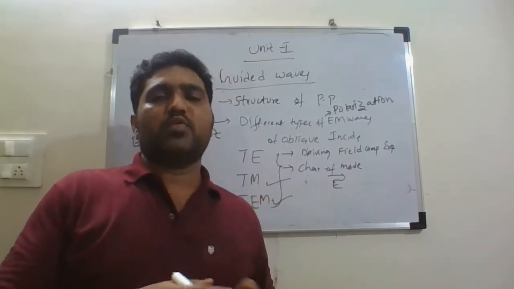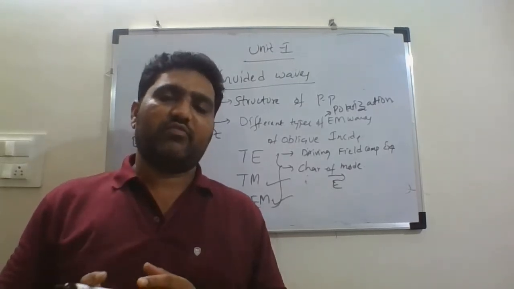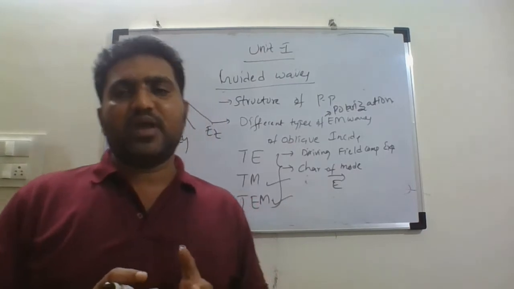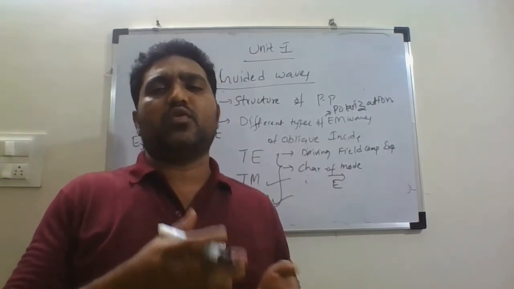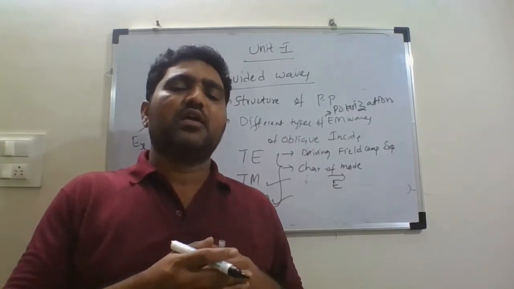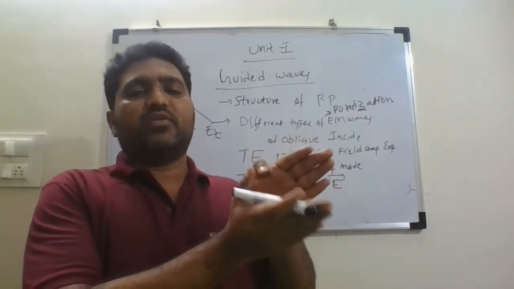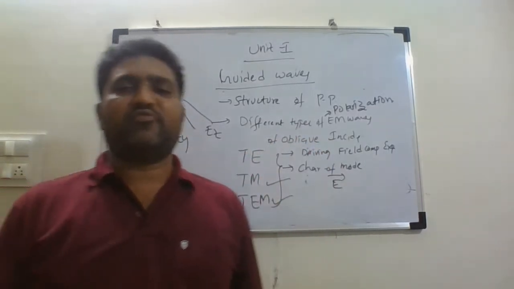Similarly, what about the magnetic field? What are the field components that exist inside the waveguide, and what are their expressions? We will derive those, and we will be deriving one very important concept: the design of the waveguide. What is the minimum spacing that I require for the waveguide to be placed? All these things we will be discussing in the first unit.